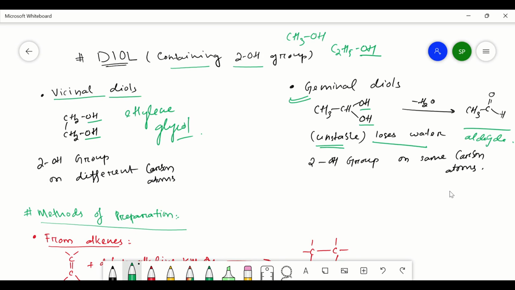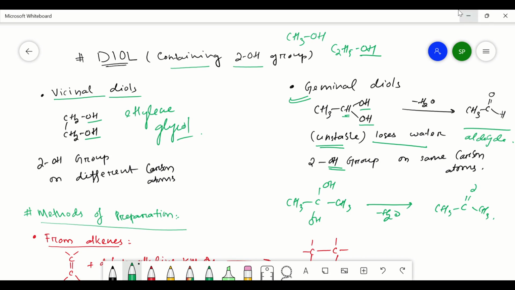In case it is connected with one H group, like CH3C(OH)2CH3, now this will lose water to produce acetone. So geminal diols are comparatively unstable because there are two OH groups on a single carbon atom. So it loses water to form a carbonyl compound. Next we will see the methods of preparation of diols.